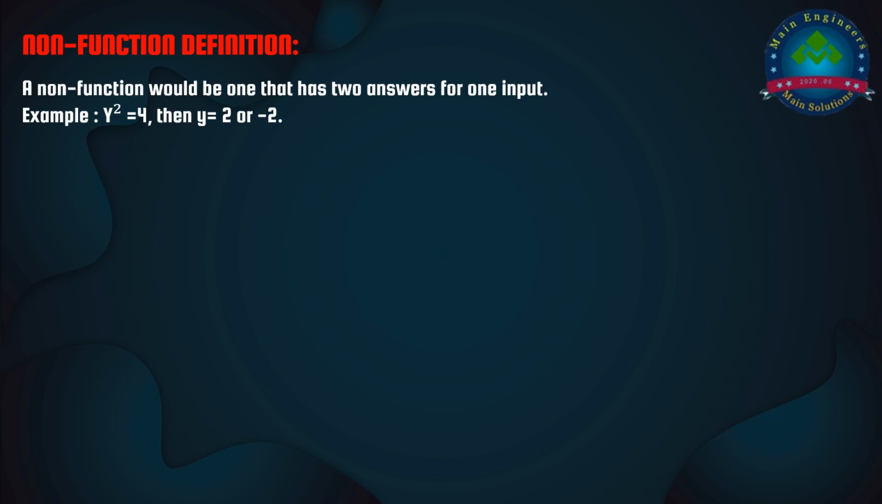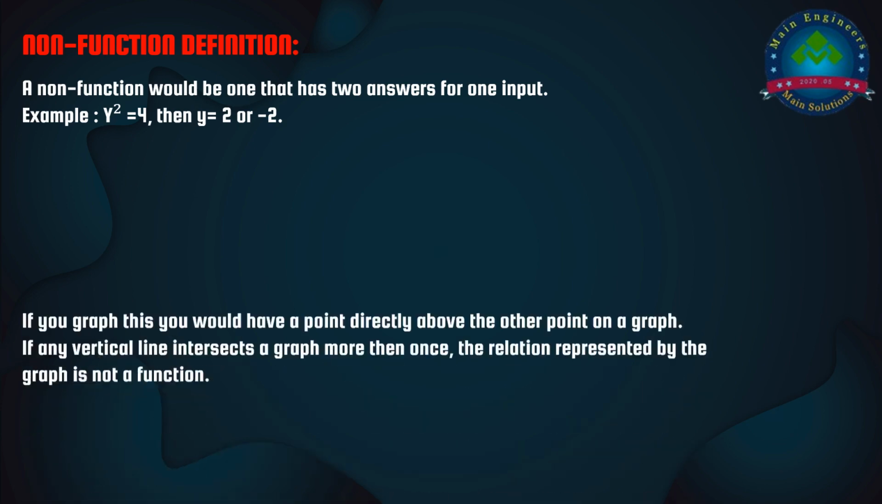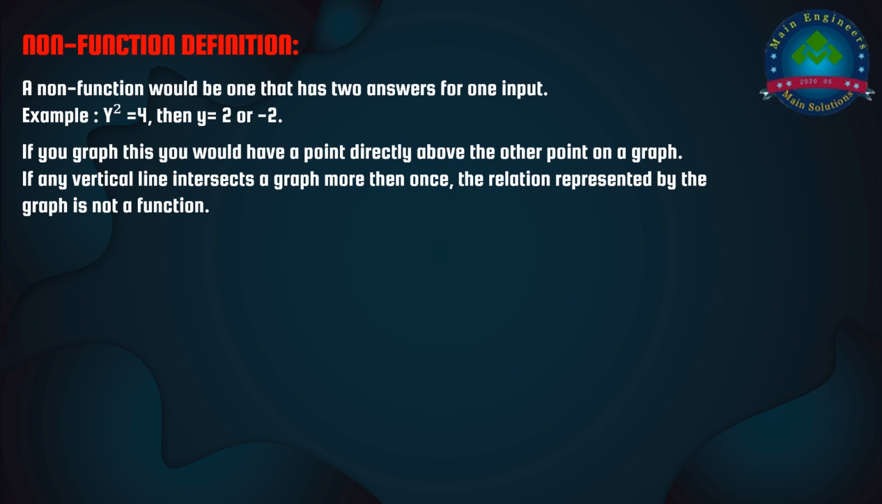Let's see an example. y squared is equal to 4, then y is equal to 2 or minus 2. So for the same input, there are two outputs. In those types where there is one input and two outputs, that is called a non-function. If you graph this, you would have a point directly above the other point on a graph. If any vertical line intersects the graph more than once, the relation represented by the graph is not a function.